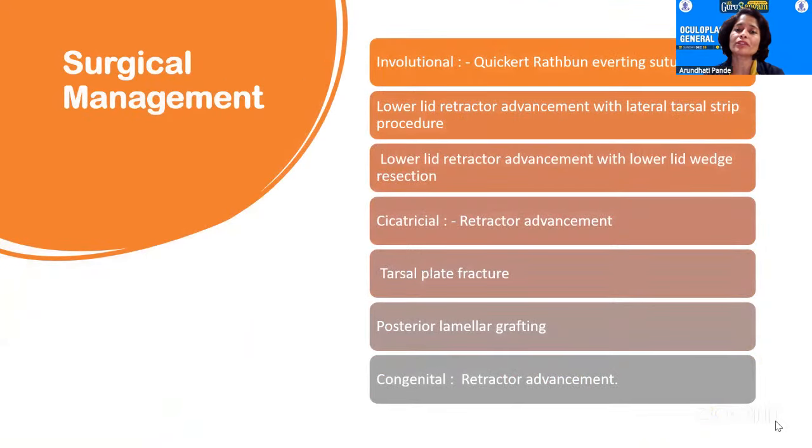What is the role of surgical management? So quickert, Rathbun everting sutures, not done very commonly, but okay. So entropion comes as a short note or a long case or a long question. So you should know all these techniques, especially for PG students. Lower lid retractor advancement with a lateral tarsal strip procedure. Then lower lid retractor advancement with lower lid wedge resection. Cicatricial is retractor advancement, as I mentioned before. Tarsal plate fracture, posterior lamellar grafting, and if it is a congenital entropion, then retractor advancement.